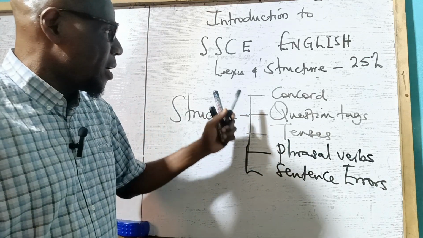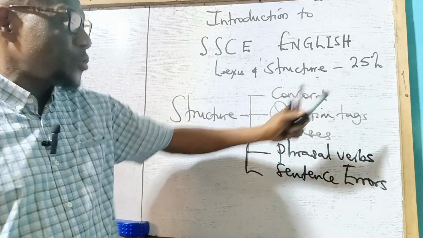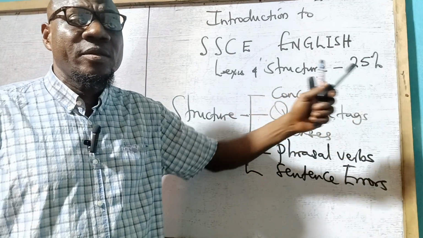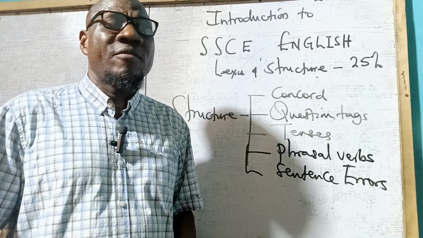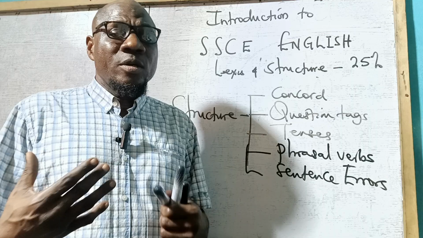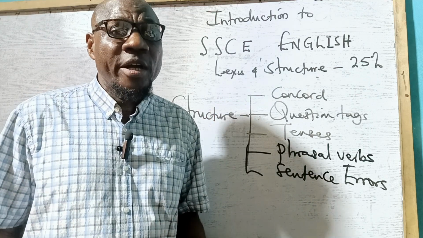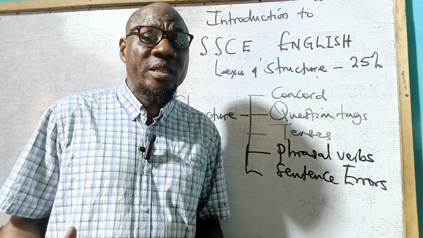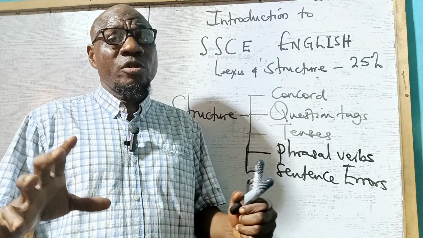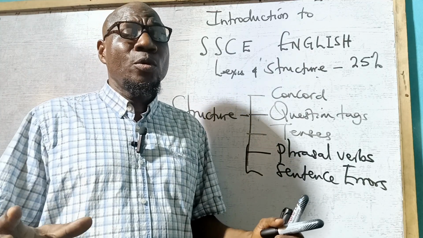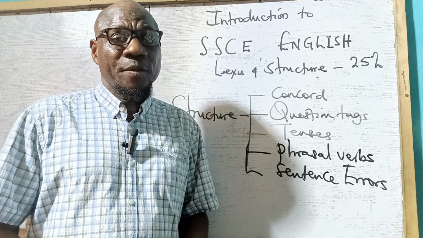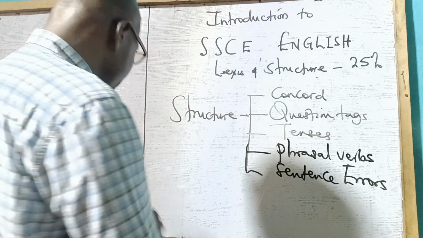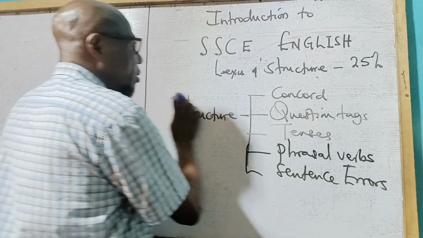So understand that the part of Lexis and structure, which is going for 25% for 80 questions, will be based on the topics I have mentioned so far. So this is what is called preparation for the exam. When you're preparing for an exam, you need to understand the structure first before you know the level or the extent of your preparation. So let's talk about the last part, the last paper.